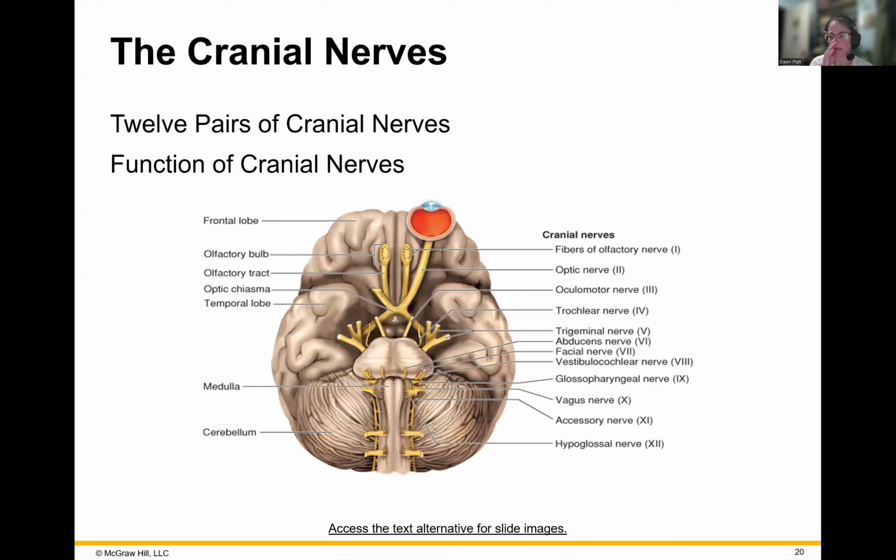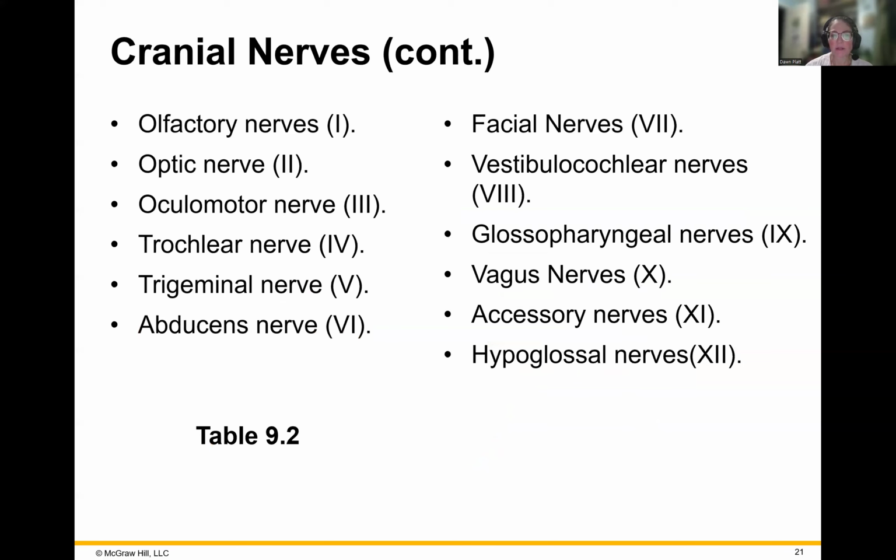There's 12 different cranial nerves. You may not be tested on these in this class, but I know for other classes like anatomy and physiology, nursing, respiratory therapy, even medical assisting, you will have to know the 12 different cranial nerves, what they are, what their function is. There is a table on page 272 of your textbook, which gives you the Roman numeral of the cranial nerve, the title of the cranial nerve, and then it's going to tell you what that cranial nerve does in the body, its function. So definitely take a look at that.